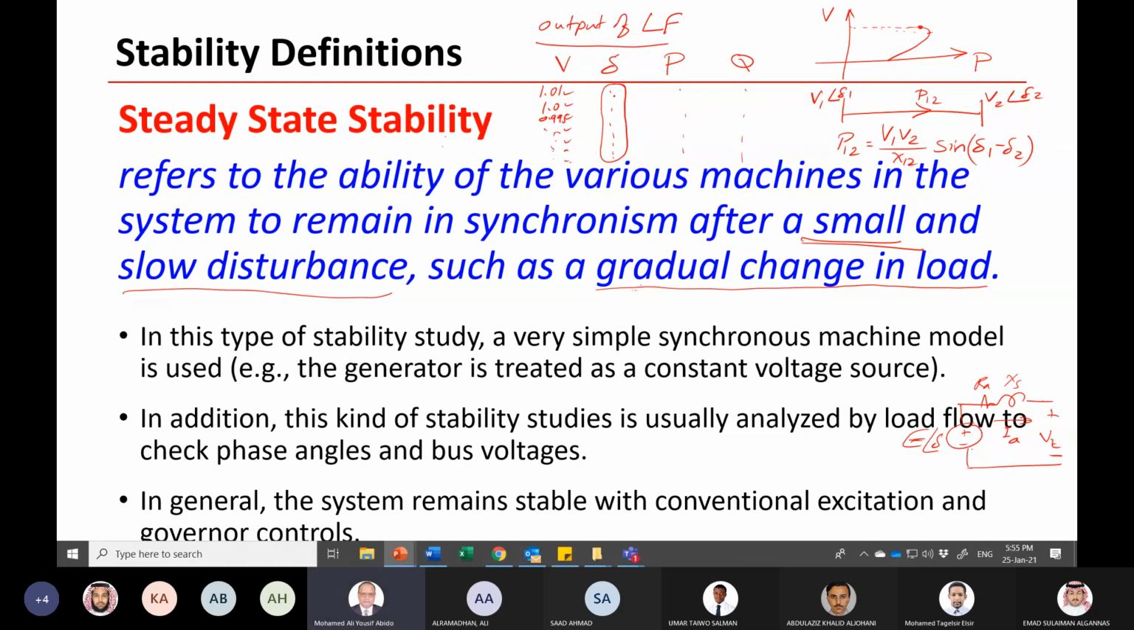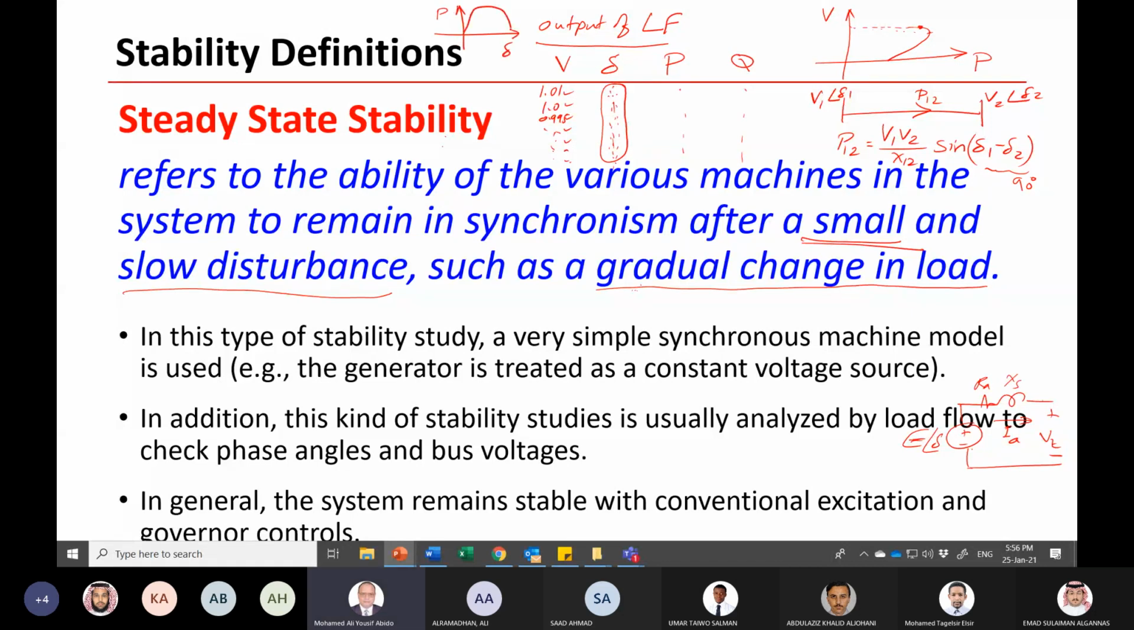So what is the maximum power that can be transferred through the line? It occurs when this angle difference equals 90 degrees. So if you have the difference, you can see for each line what the maximum difference is. Is it 20 degrees, 30 degrees? If you have 20 degrees, then this is the P-delta curve.